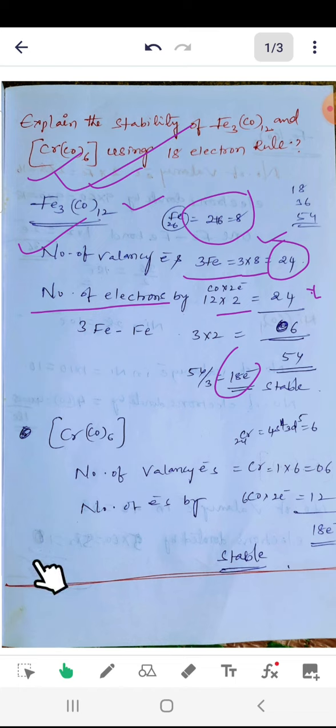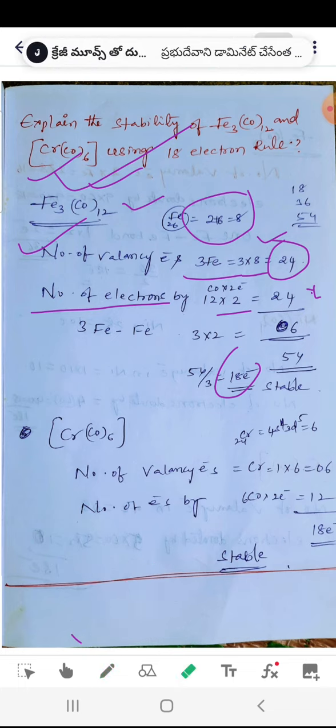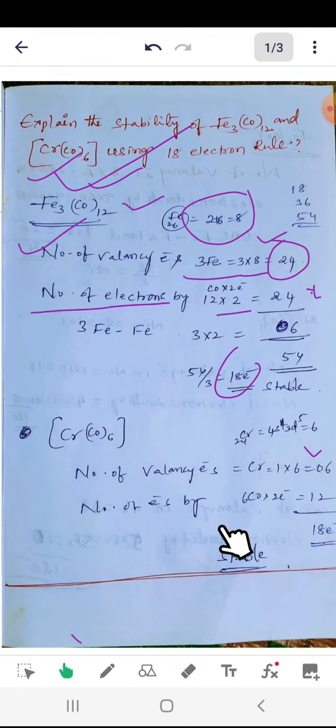What about chromium? Simple, you have to write down 24 electrons. Adding 4 plus 2 equals 6 valence electrons in the chromium atom. So how many chromium? Only 1. So 6 electrons you can draw here. Next is the number of electrons donated by the ligands. How many? 2 electrons each, 6 into 2 is 12 electrons. There are no metal bonds, so 12 plus 6, 18 electrons. This compound is also more stable. So like that you have to find out easily.